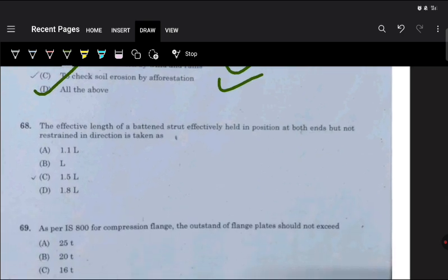Okay, the effective length of a batten strut effectively held in position at both ends but not restrained in direction is taken as the same length, right?